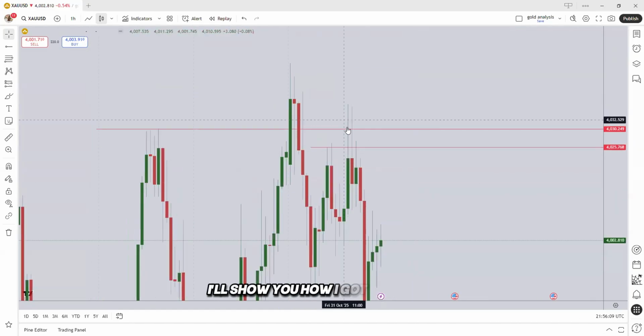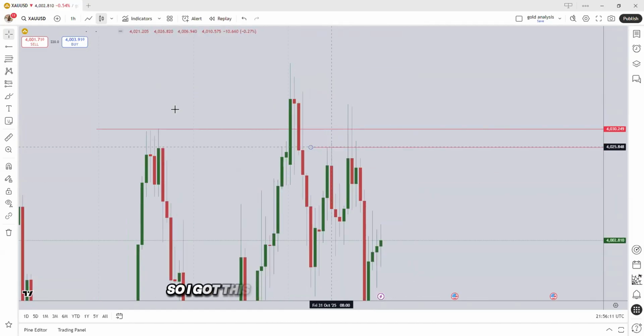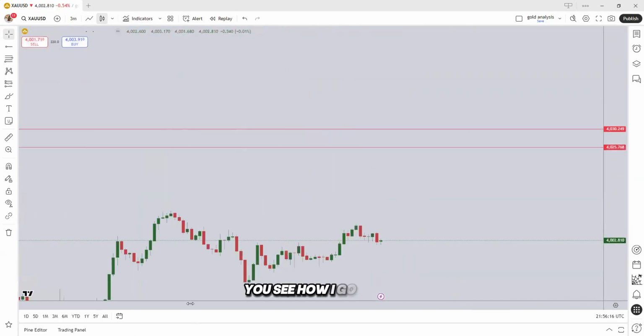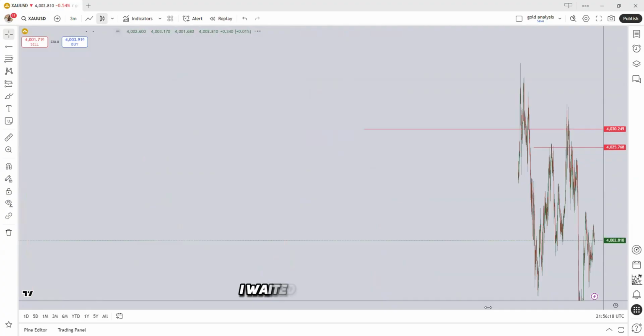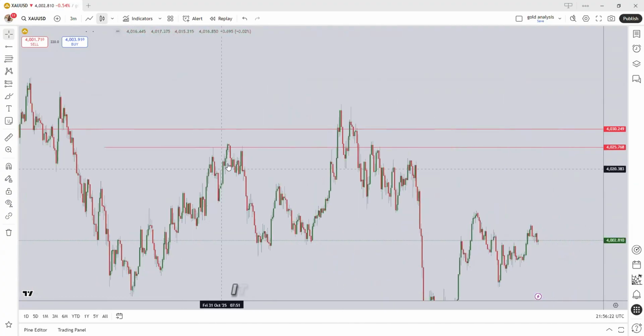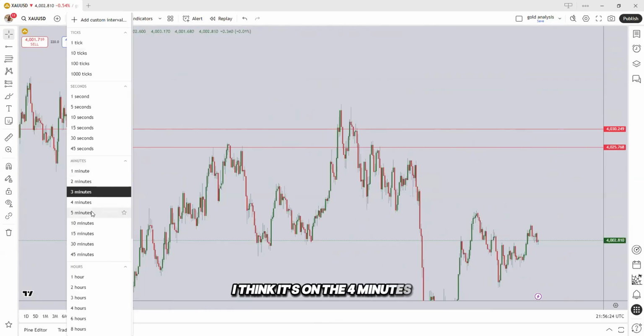I'll show you how I got this level. So I got this, and if you go on the 2 minutes, you see how I got that. I waited for the engulfing. I think it's on the 4 minutes.